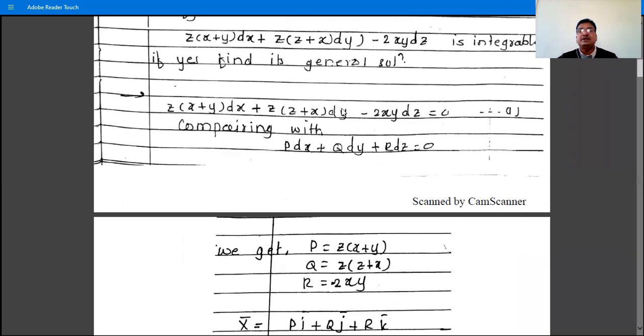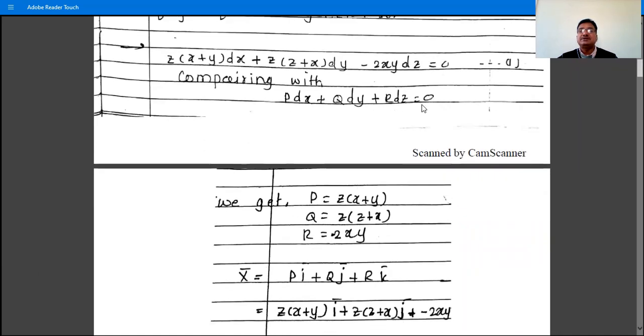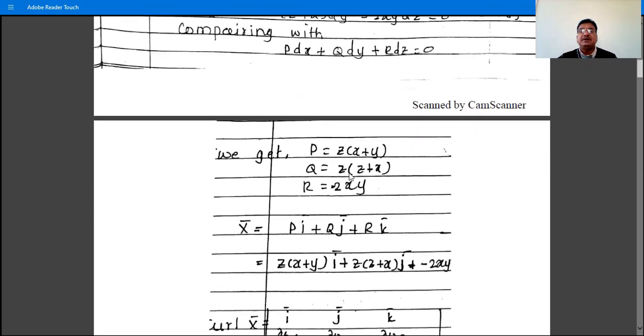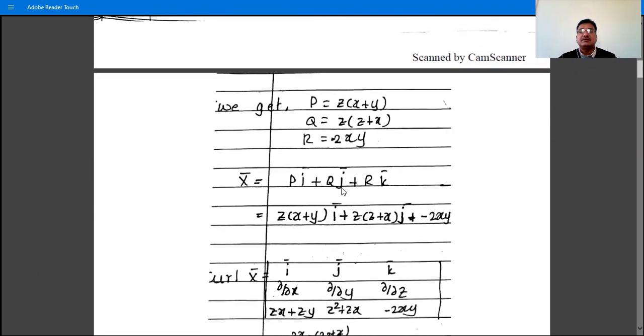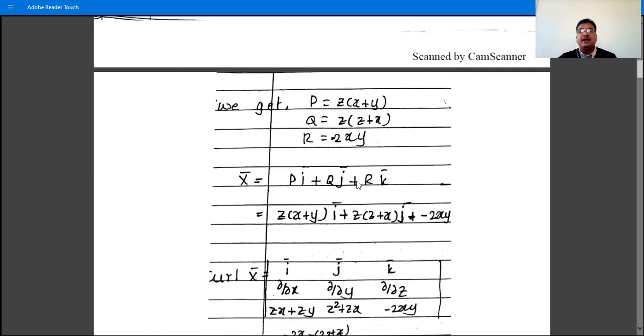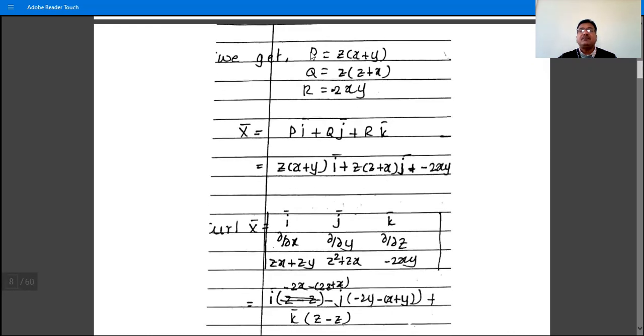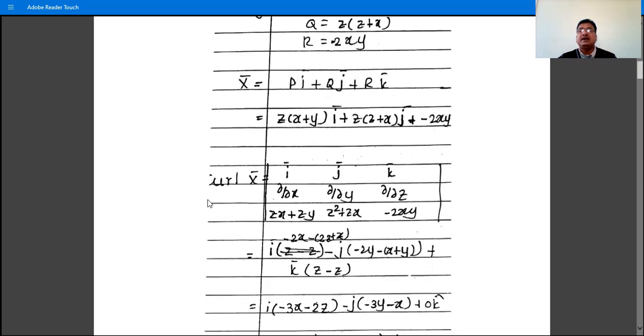So the given differential equation is of the form P dx + Q dy + R dz = 0. That is the standard format of a Pfaffian differential equation. Comparing, we get P, Q and R as given. And then X bar is Pi + Qj + Rk, that is, z(x + y) i + z(z + x) j − 2xy k.